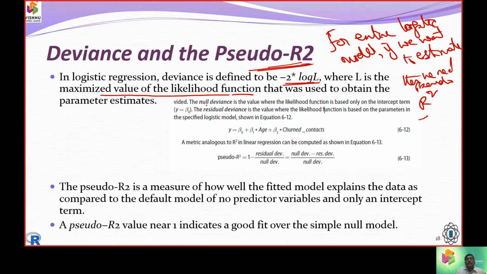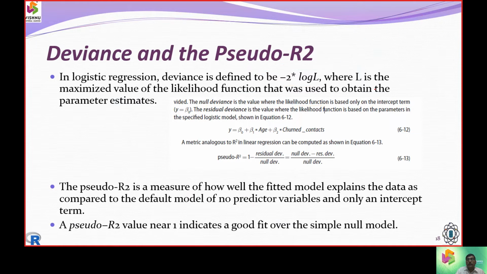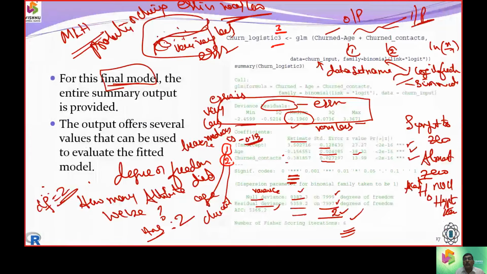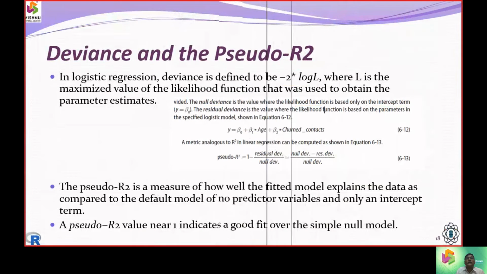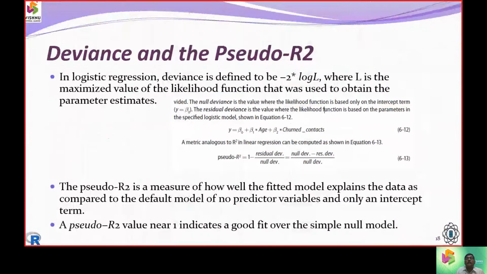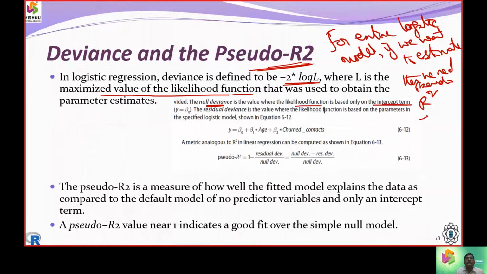We look at the null deviance, the value where the likelihood function is based only on the intercept term. So what is the intercept term? Where did we see it? We have already seen the intercept term. The estimate was 3.5, the standard error was 0.2, and the Z was 27.27 in this model. Those values we call the null estimated value.